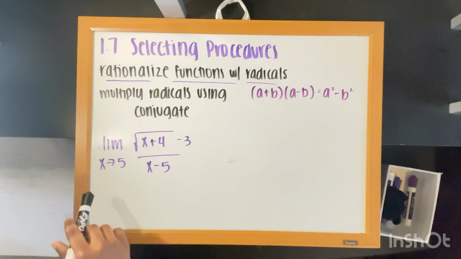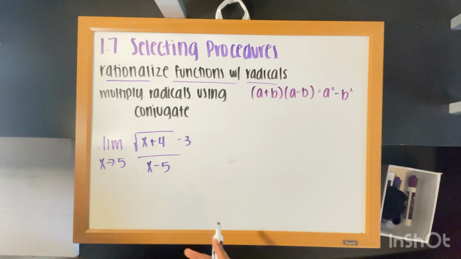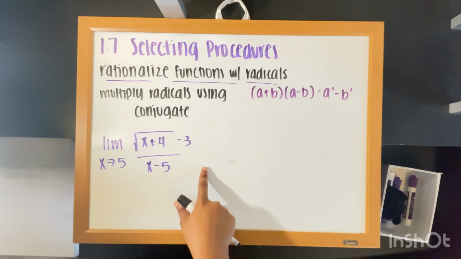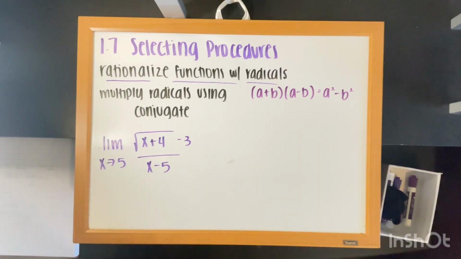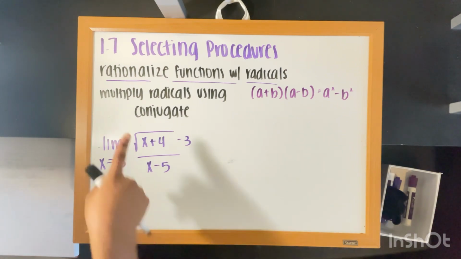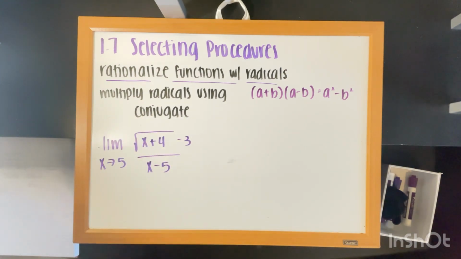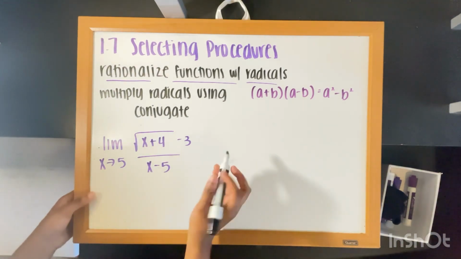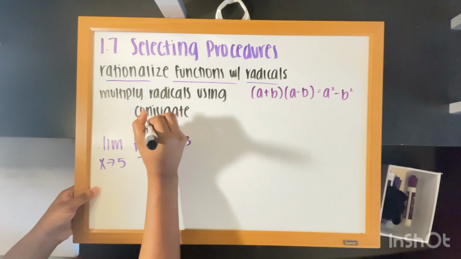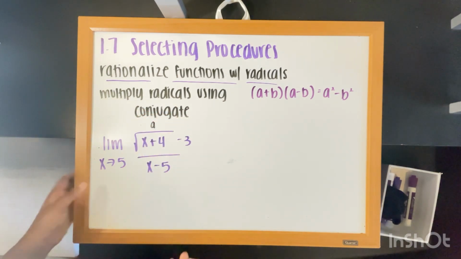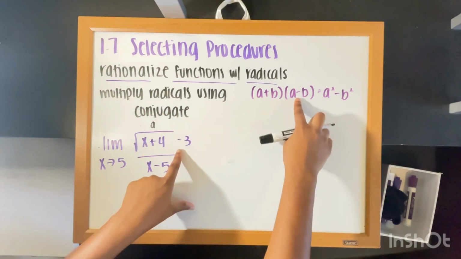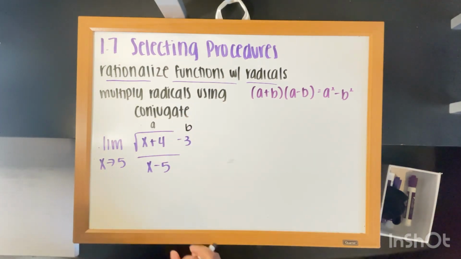If I have a limit as x approaches 5 given this f of x, and I'm trying to solve for it, the first thing I'm going to look at is what can I do first. I can't do direct substitution because it would equal a 0 at the bottom, and I can't factor it. So I have to multiply this radical using its conjugate. Going back to this equation, I'm going to identify my a and my b. As you can see here, on the top, the square root of x plus 4 would be my a, and the 3 would be my b.